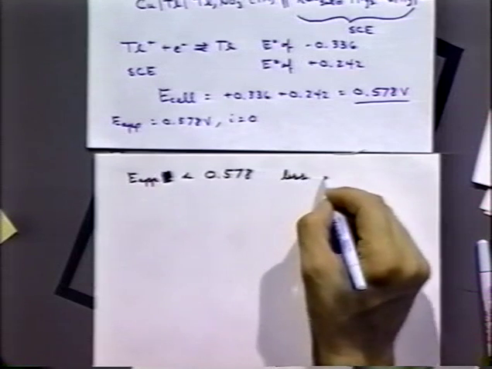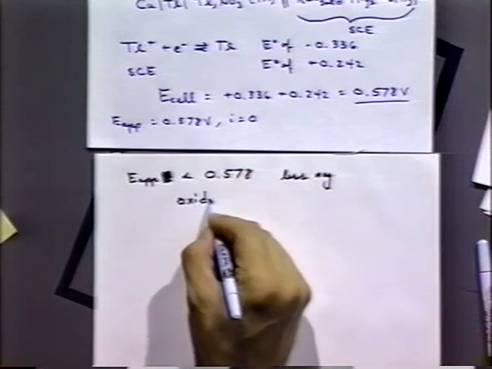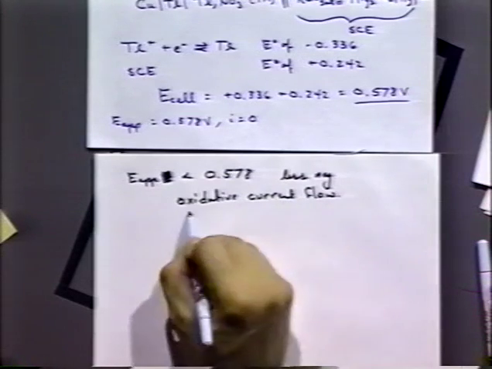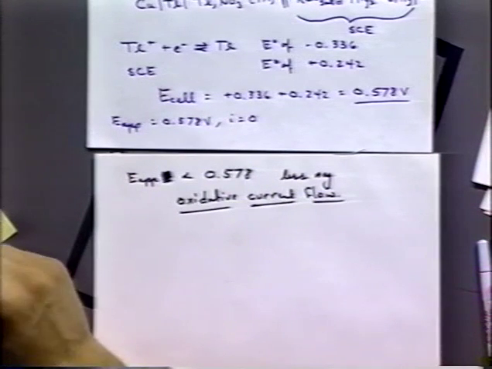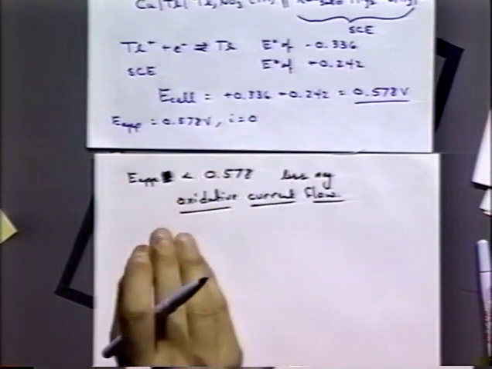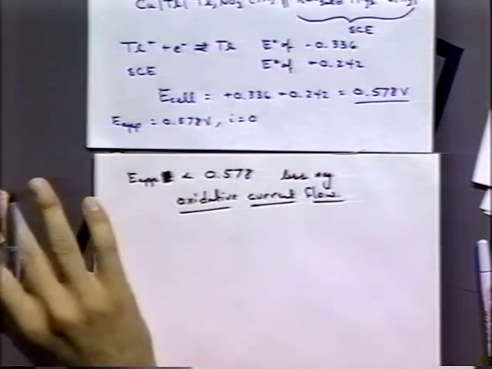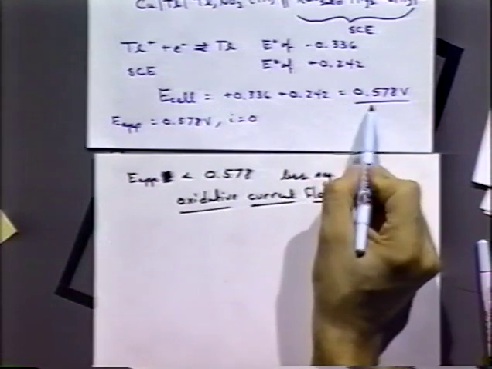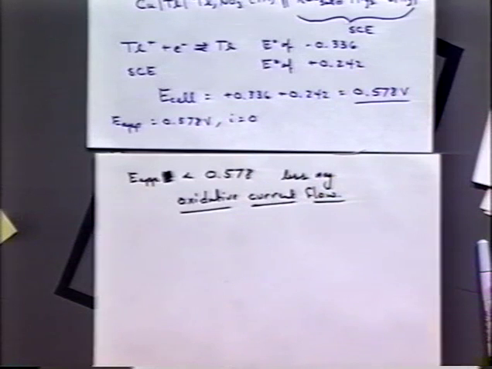In other words, what's less negative? So we get an oxidative current flow. In other words, we now allow the thallium reaction to occur at some appreciable rate by applying just a little bit less. Now, if we apply just a little bit less potential, maybe we can expect that the rate would be slower than if we applied a little bit more potential, a greater difference in potential. So if we go from, say, 1 millivolt less than 0.578 to, say, 10 millivolts less than 0.578, we might expect the difference in the amount of current that flows.